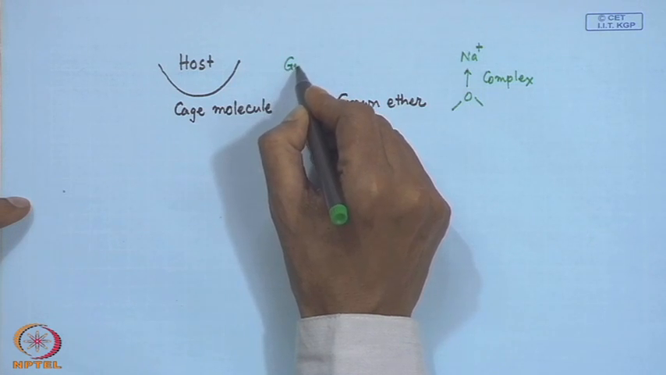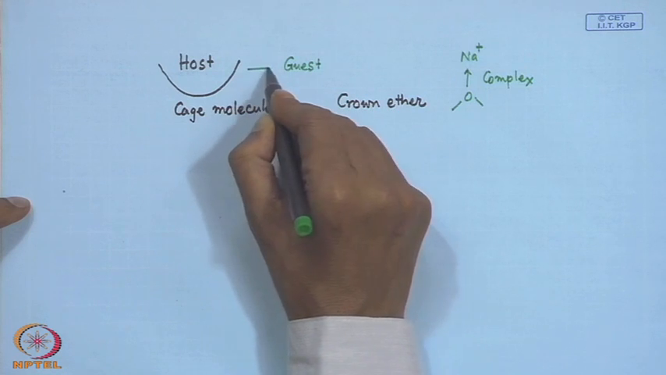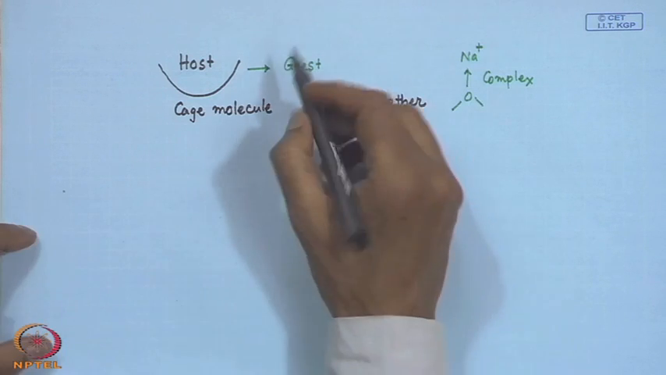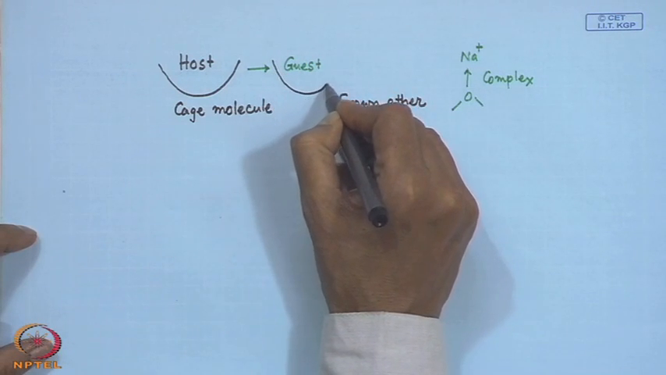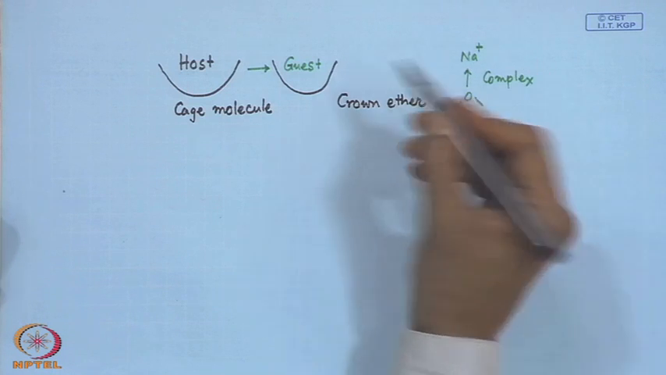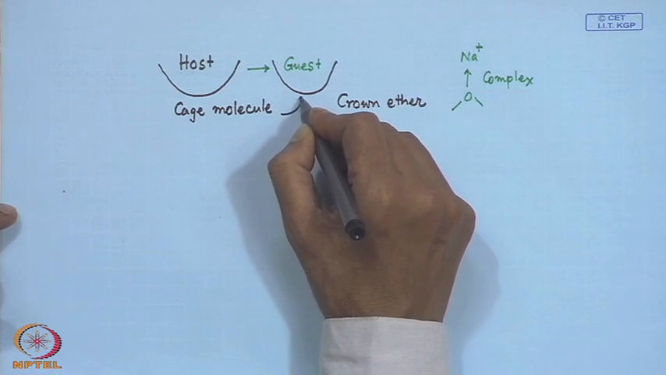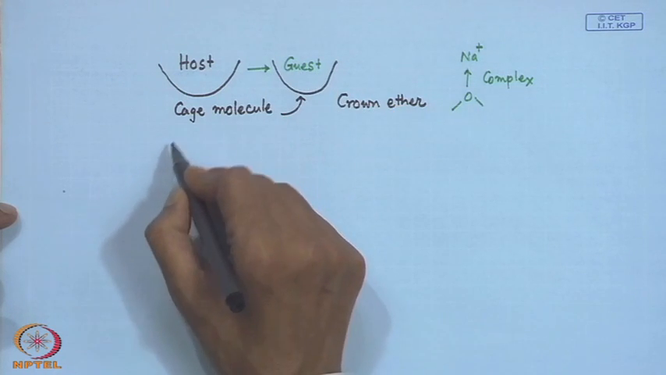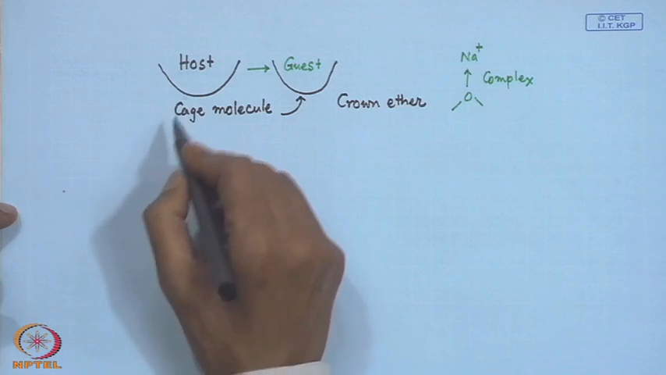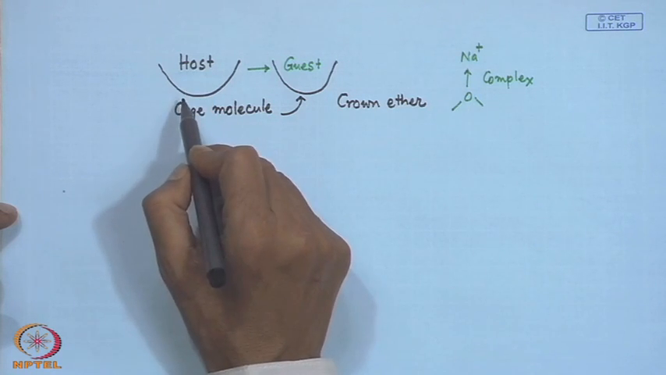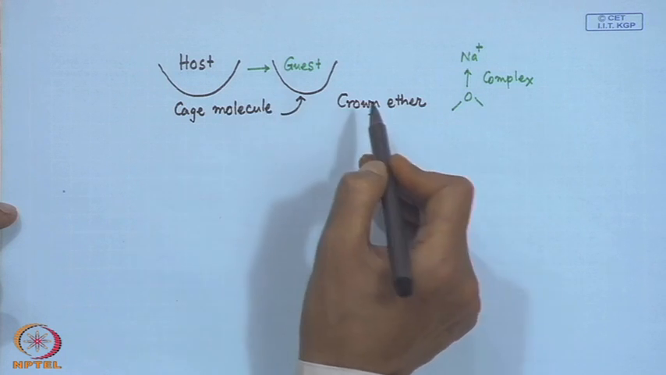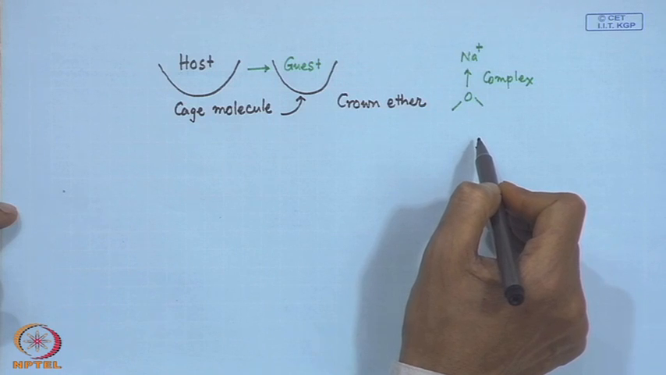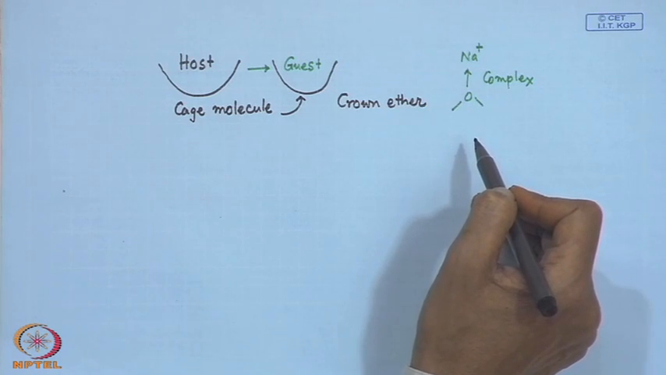So, if it traps the guest through some hydrogen bonding interaction or some hydrophobic interaction or some van der Waals interaction, we get some interaction where the same cage molecule can trap the guest. So, if we have the guest plus host which are not bound, and on the right hand side we have the guest which is bound to the host, then also we have this particular situation that a complex is forming.